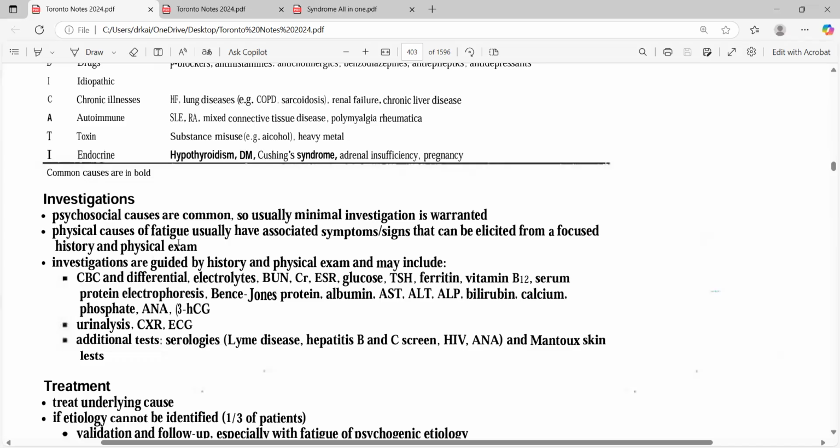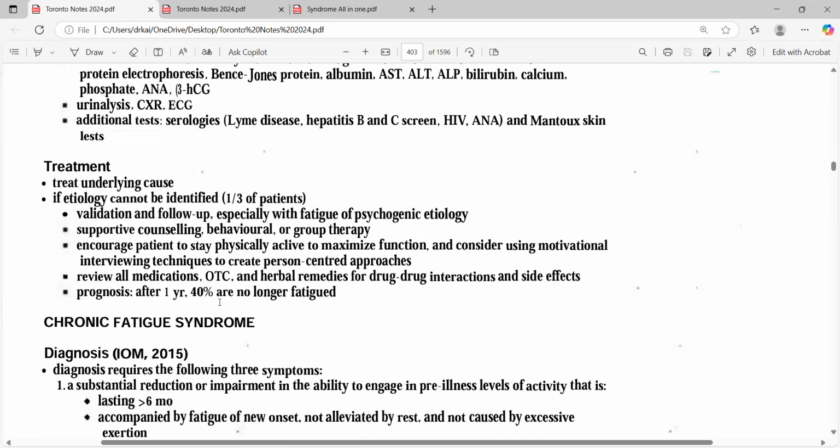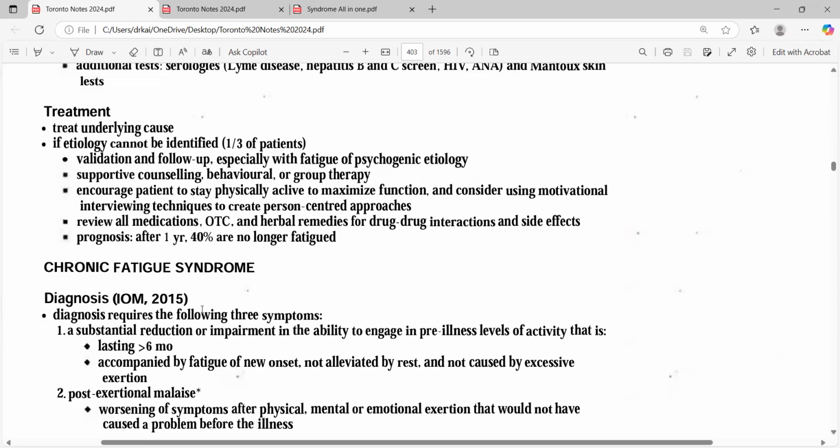Then the psychological causes are important. Physiological causes you have to rule out, by checking CBC, BUN, creatinine, ANA, chest X-ray, ECG, serologies, all of those. Treat underlying causes, and if the etiology cannot be identified, then validation and follow-up, counseling, behavioral and group therapy, and encourage patients to stay physically active. Then over-the-counter herbal medication that they can try.